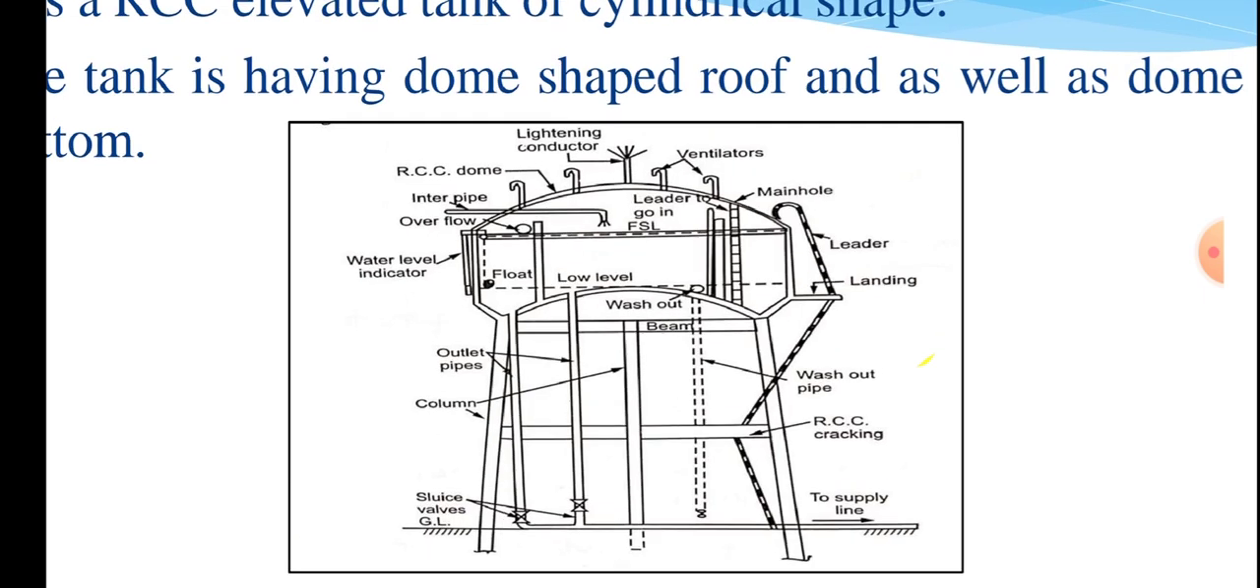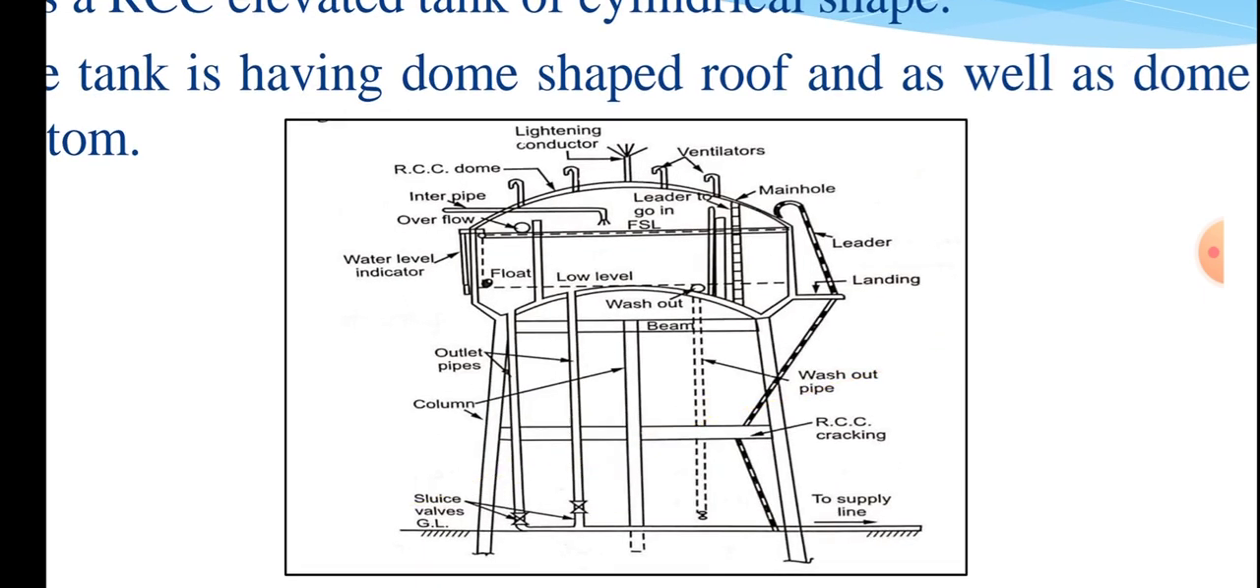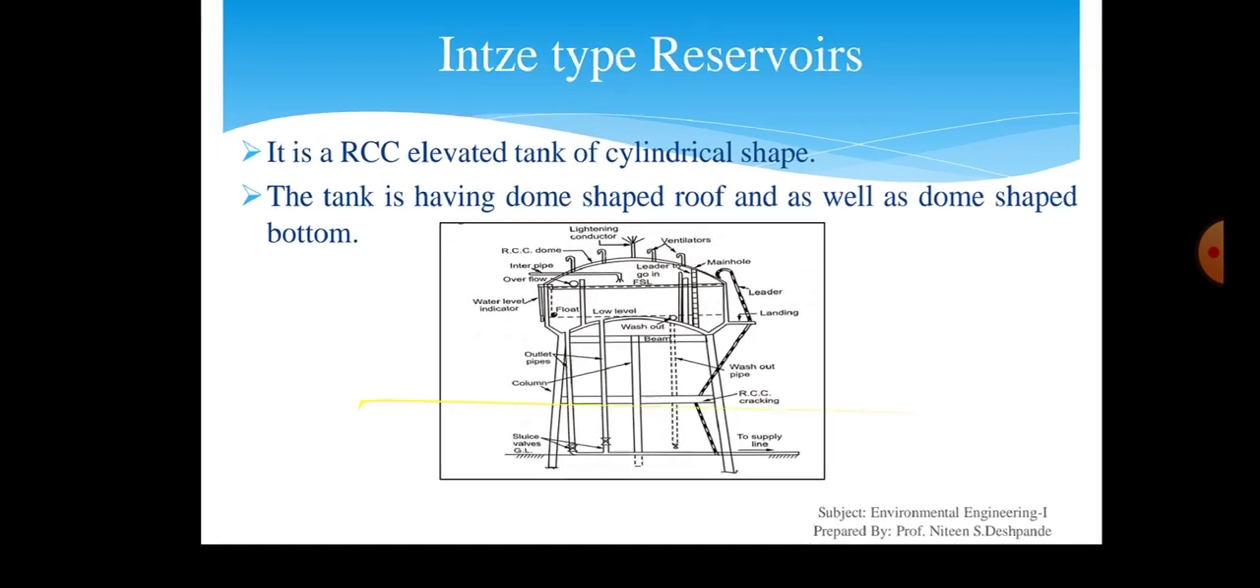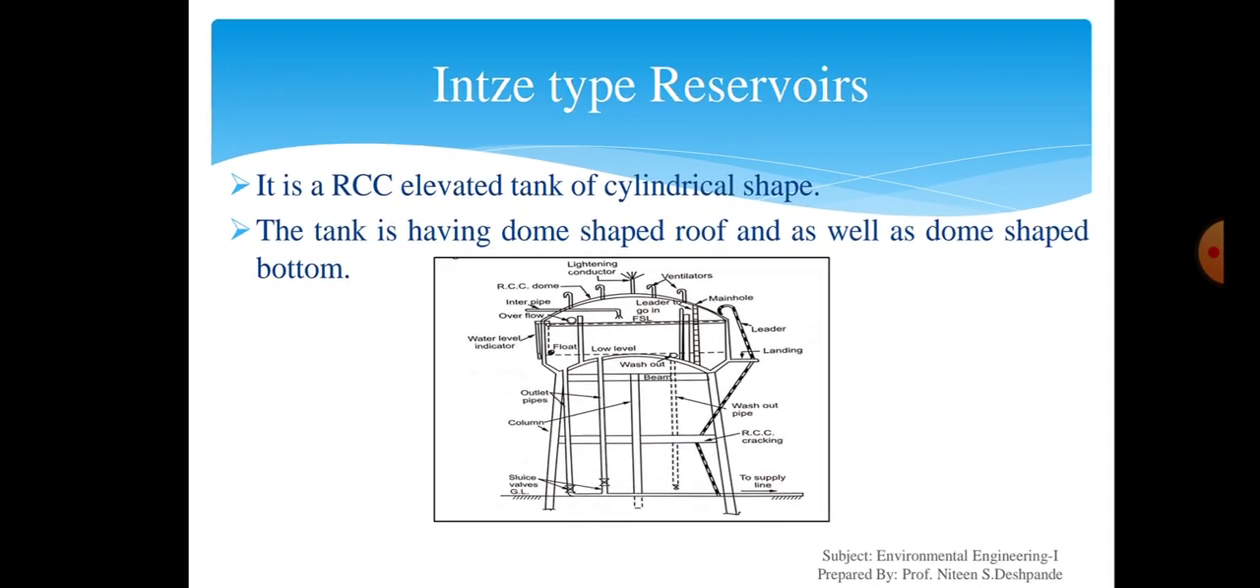So, there is a manhole with a cover, ventilators are there, lightning conductor is there, RCC dome is there, inlet pipe, outlet pipe is there, landing or the ladder is there. Then this tank is supported on various beams and columns. So, RCC cracking is there and the float is there. So, these are some parts of the elevated type reservoir.